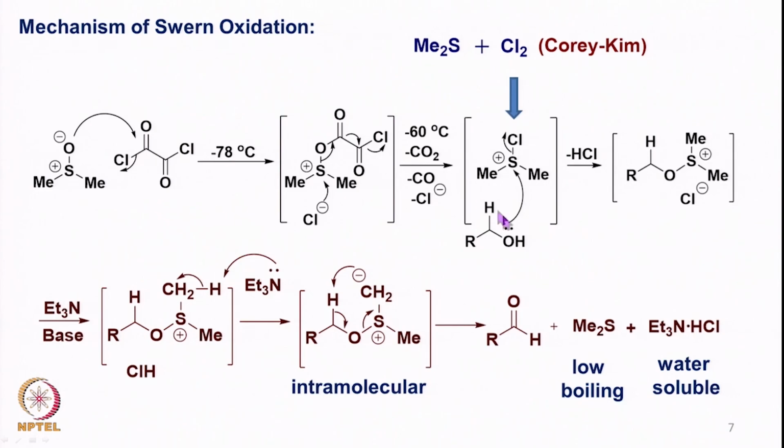So, as you can see, we have the low boiling carbon dioxide, carbon monoxide, and of course we have water soluble triethylamine hydrochloride. So, we can easily work up this reaction and get essentially pure aldehyde or a ketone from the reaction.